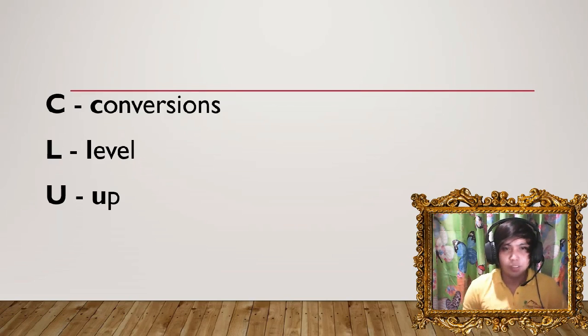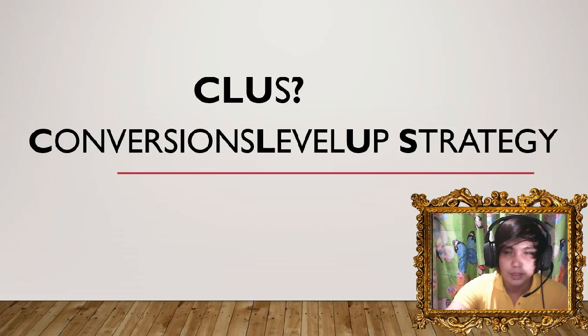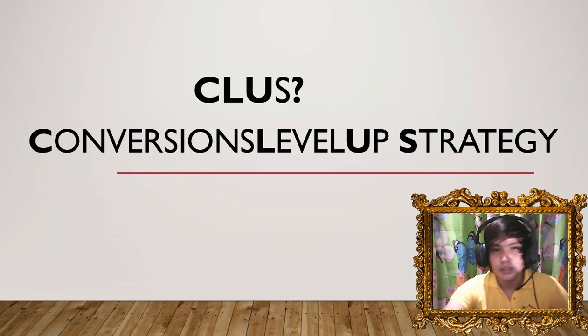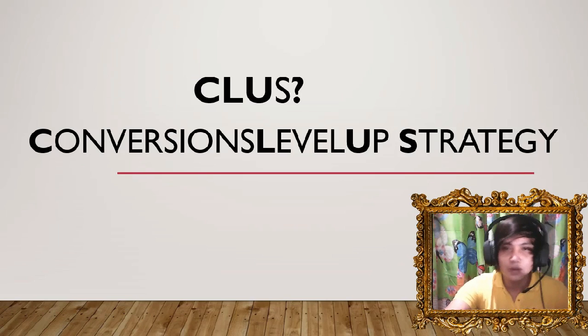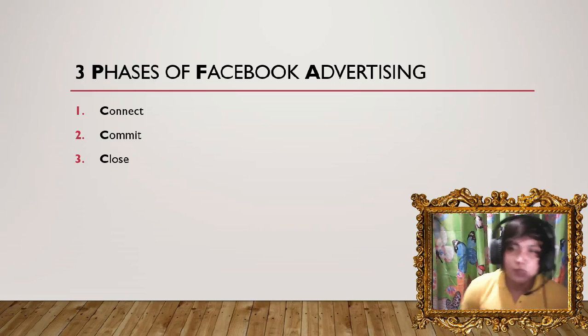C means conversions, L means level, and U means up. And S means strategy. So the overall meaning of CLUS is conversions level up strategy. Next, what are the 3 phases of Facebook advertising? The first phase is connect, the second is commit, and the third is close.